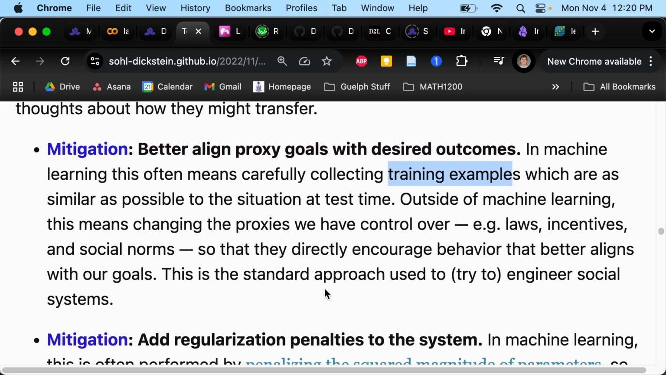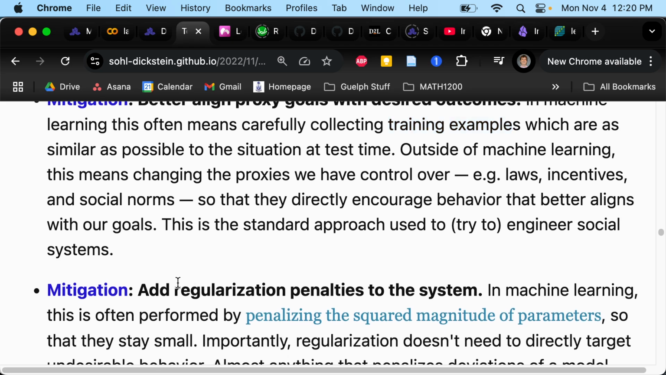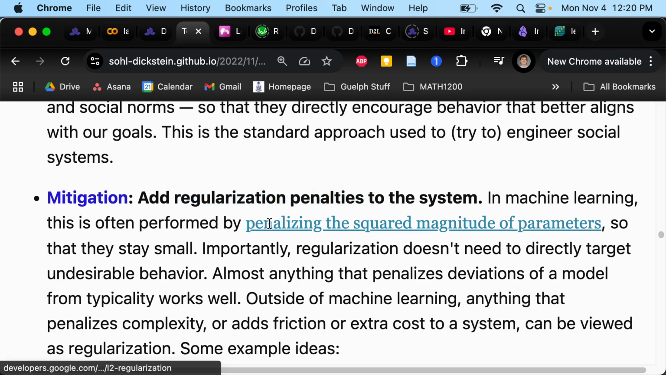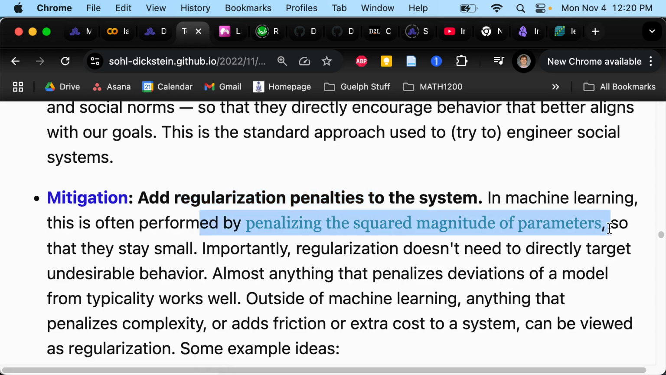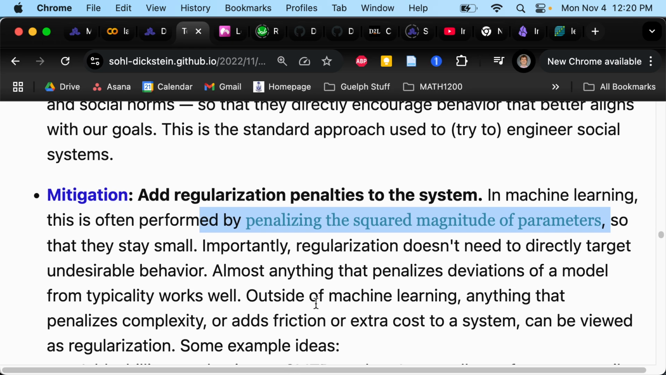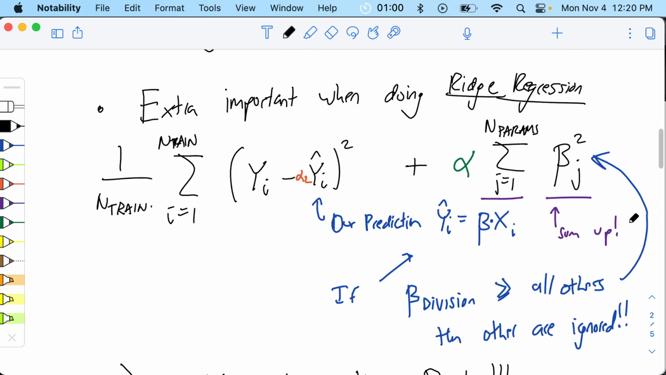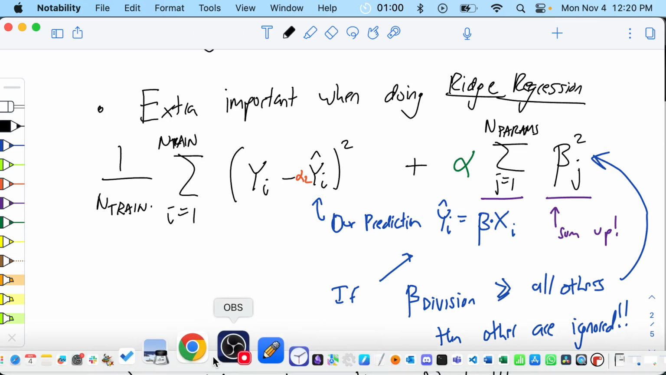That's an important one. But the one I want to talk about is regularization penalties. In machine learning, this is performed by penalizing the square magnitude of the parameters. Hey, that's what we were just doing. That's exactly ridge regression. More generally, you can always add on a term like the sum of the coefficients squared, no matter what is going on over here. As long as you have parameters, you can always do this, even if it's not ridge regression. You can do it for any model with parameters, and that's what people do.